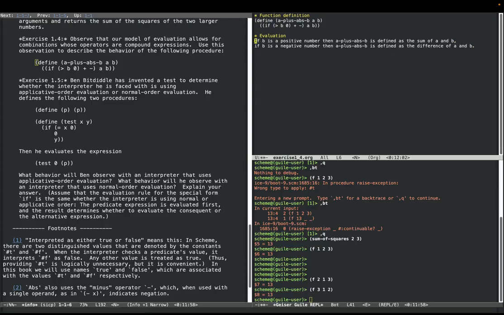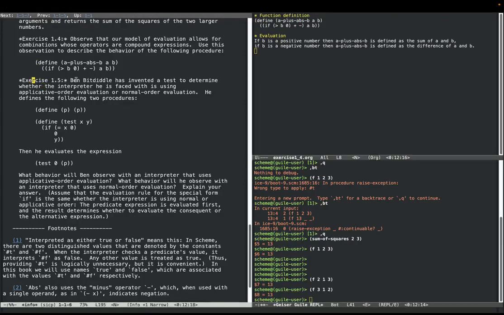I think he just wants us to think about the fact that the operator can itself be something that is computed. I think that's the point of the exercise.